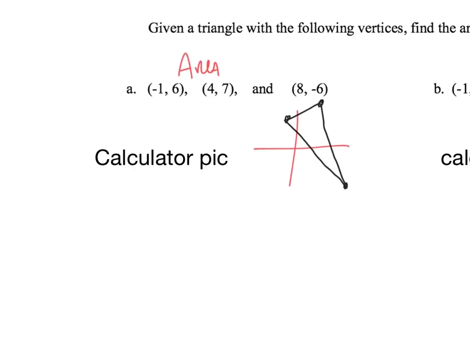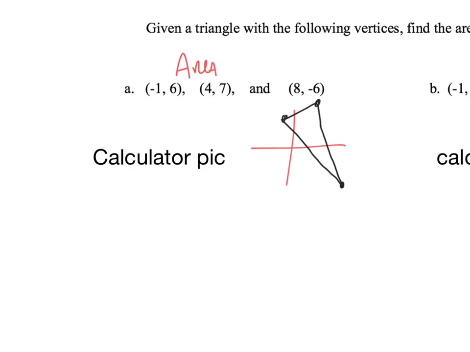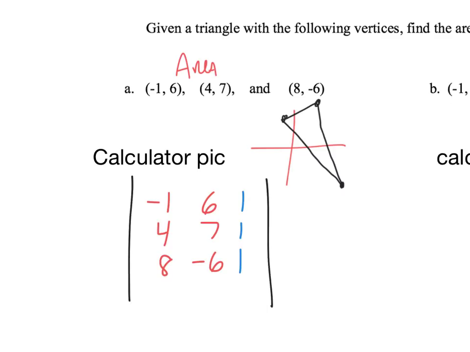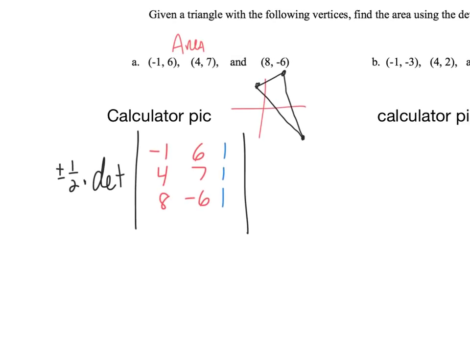What we're going to do is take those 3 coordinates, put them in a matrix. So -1, 6, 4, 7, and 8, -6. We'll put placeholder 1s as the last column of a 3 by 3 matrix. What we're going to do is find the determinant of that matrix and then multiply it either by positive or negative a half. So let's do this on our calculator. Let's find the determinant of this matrix, and we'll take a picture of what that determinant turns out to be.